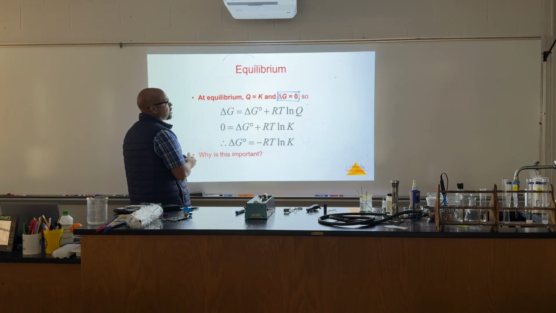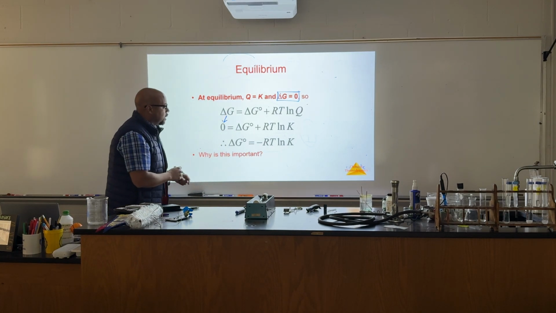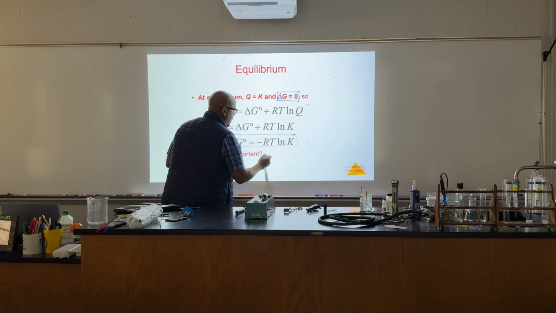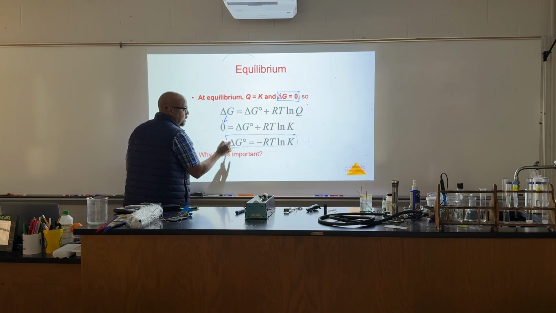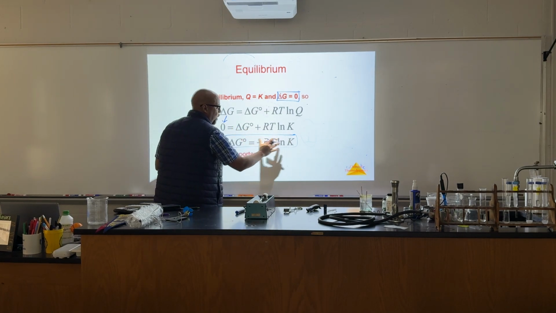So once again, with delta G at equilibrium, it is going to be 0. So I got that here. Solve the expression. I now have this new expression. I'm simply solving under the standard conditions, and if I solve for delta G at standard conditions, then I get this expression right here.